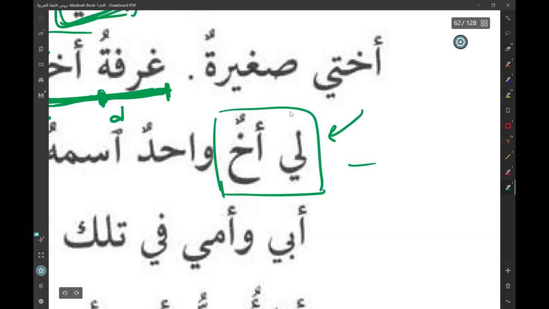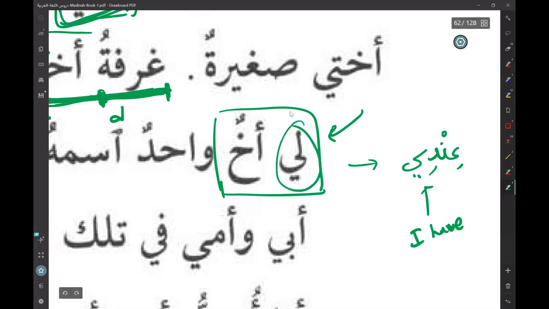Now, can you tell me another way of saying "I have"? Did we do indi? Okay, good. So indi also means "I have." I think I explained to you that indi means I have, and li also means I have. But when you refer to what you have in terms of your family, brothers, sisters, or even friends, you cannot use indi. You have to say li, I have.